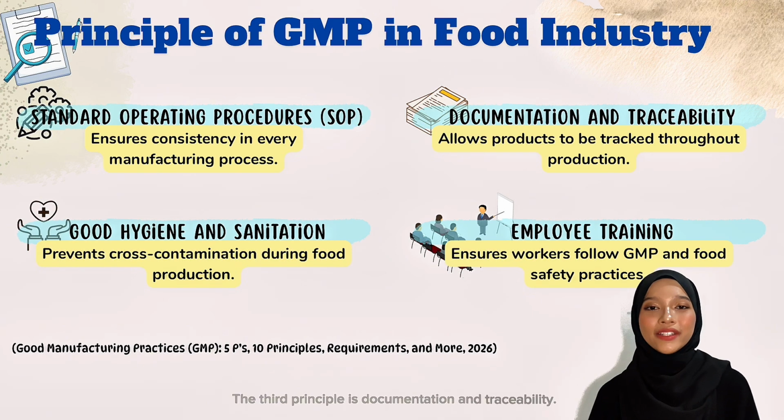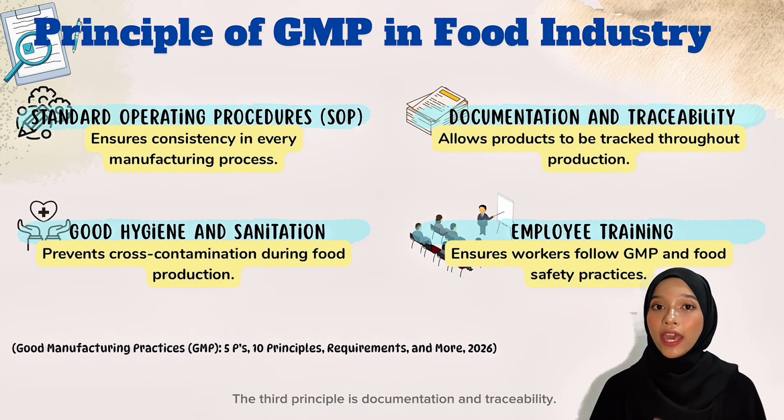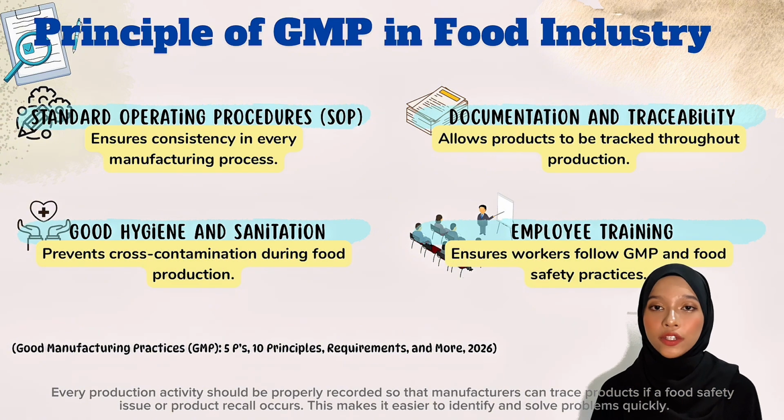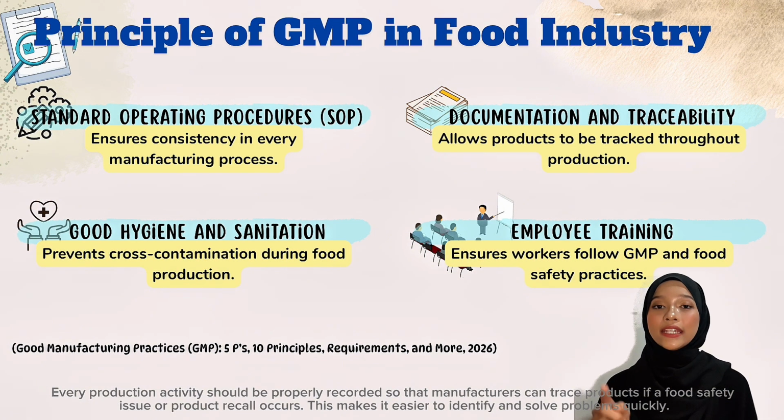For the third principle is documentation and traceability. Every production activity should be properly recorded so that manufacturers can trace products if a food safety issue or product recall occurs. This makes it easier to identify and solve problems quickly.